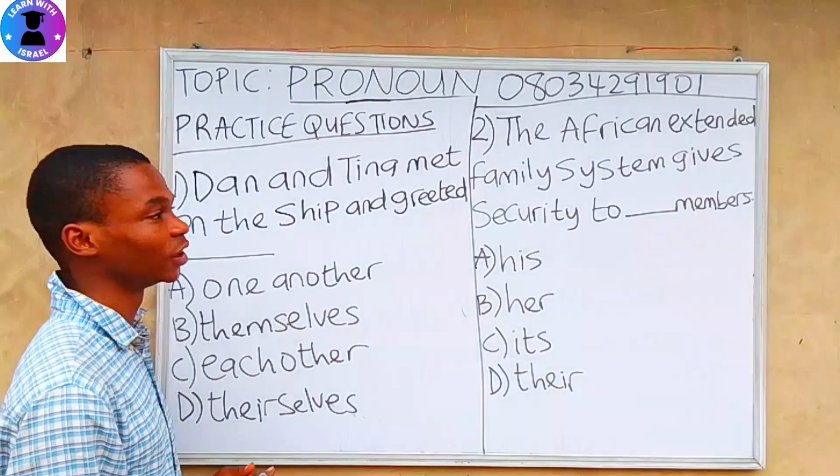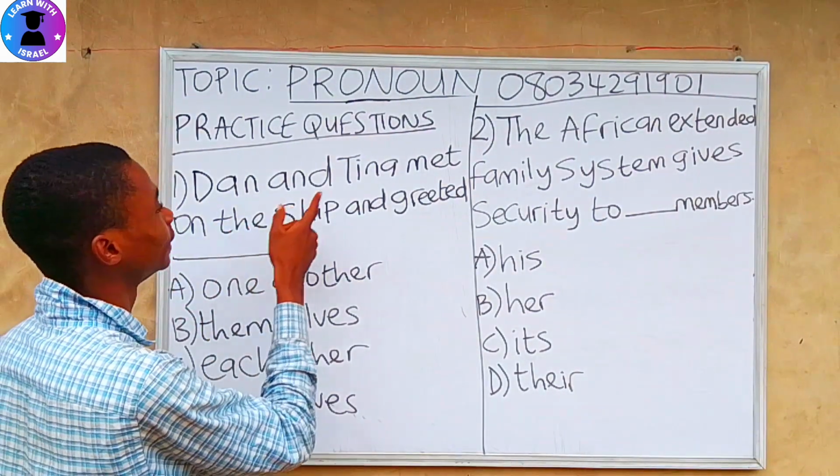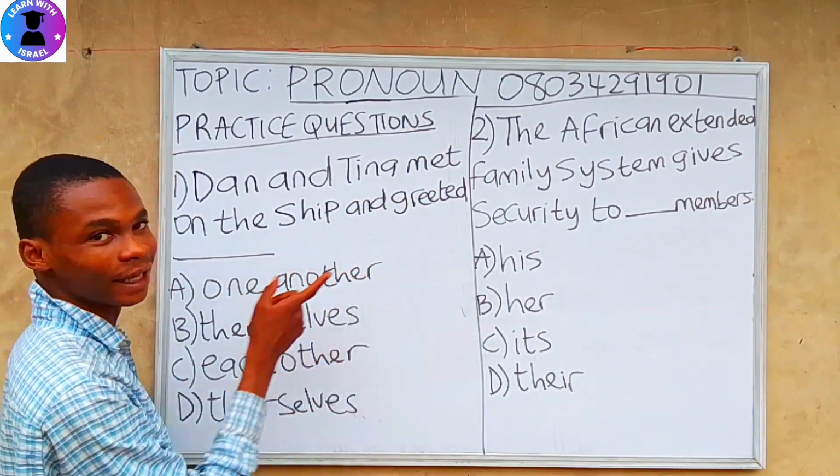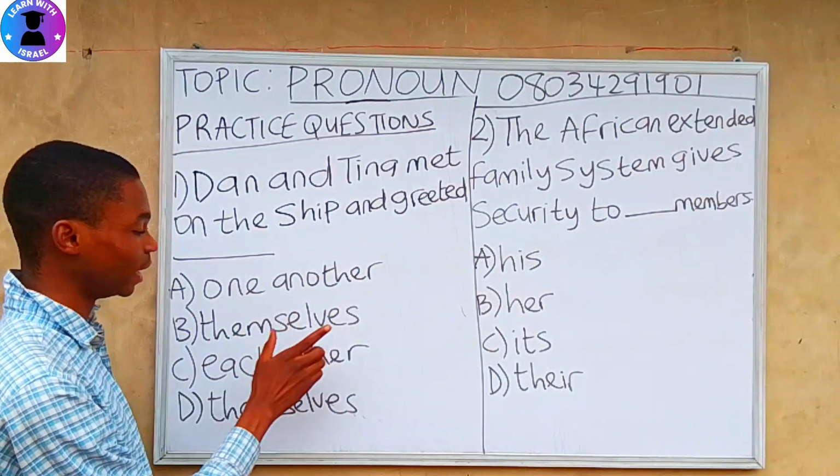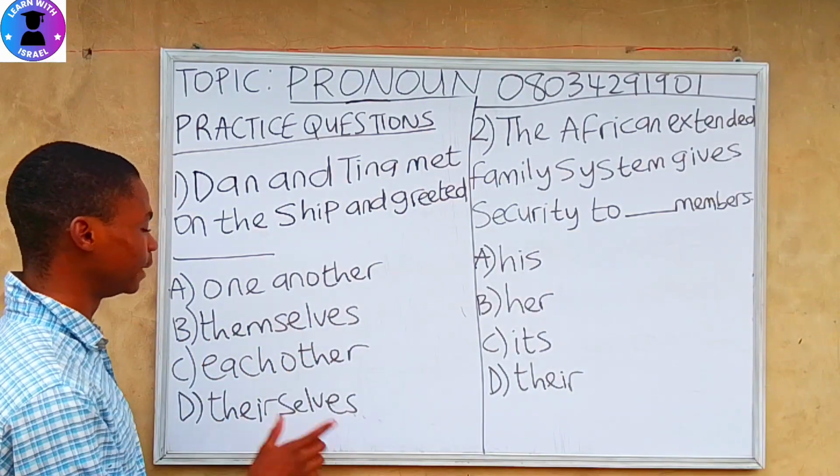So these are the practice questions. Question 1. Dan and Tina met on the ship and greeted dash. A. One another. B. Themselves. C. Each other. D. Theirselves.